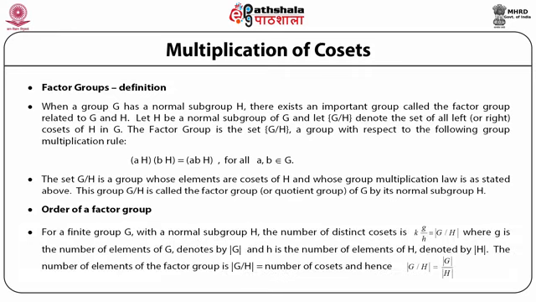For a finite group G with a normal subgroup H, the number of distinct cosets is |G|/|H|, where |G| is the number of elements of G and |H| is the number of elements of H. The number of elements of the factor group, denoted by |G/H|, is equal to the number of cosets, and hence |G/H| is equal to |G|/|H|, where |G| is the number of elements of G and |H| is the number of elements of H.